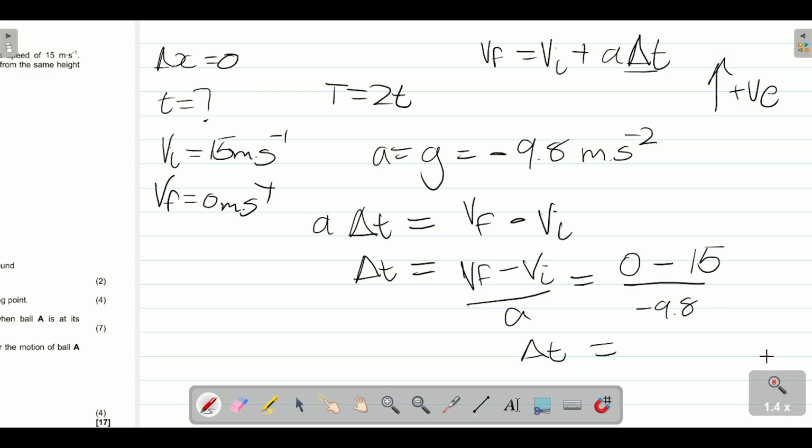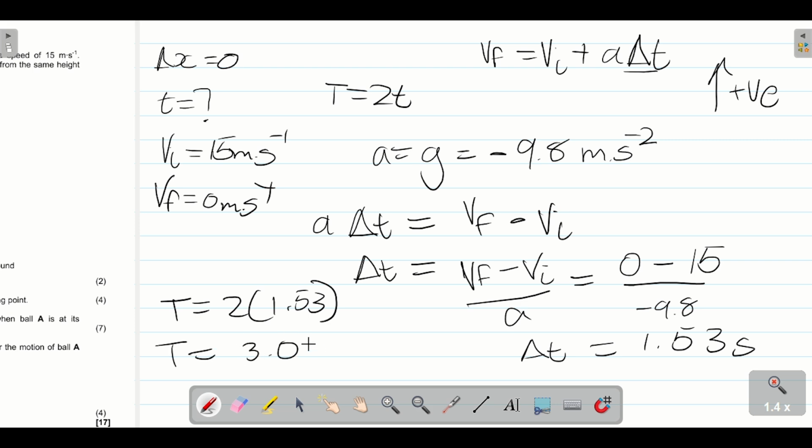we'll get 1.53 seconds. So we're not finished yet. The total time is 2 times that 1.53 seconds, which is 3.06 seconds. That's our final answer. Let's go to the next question.